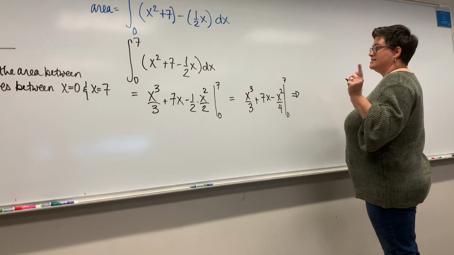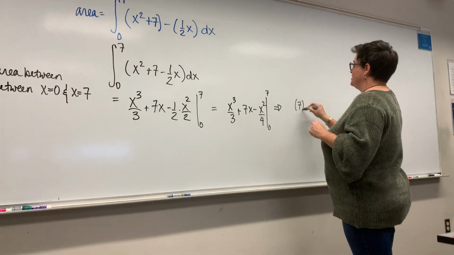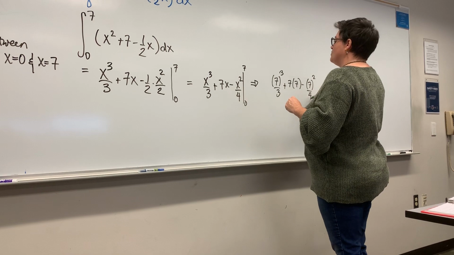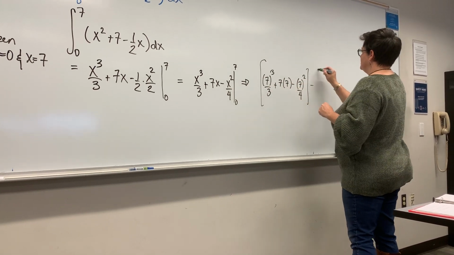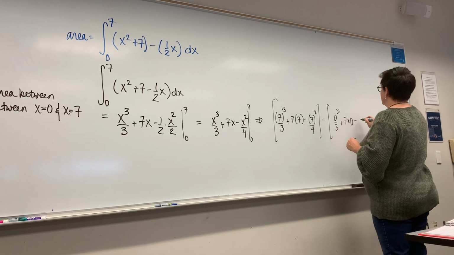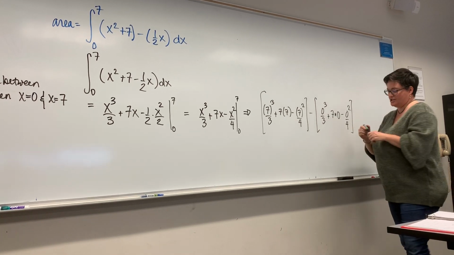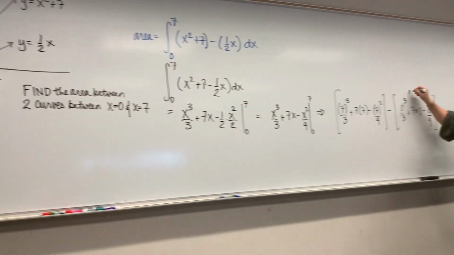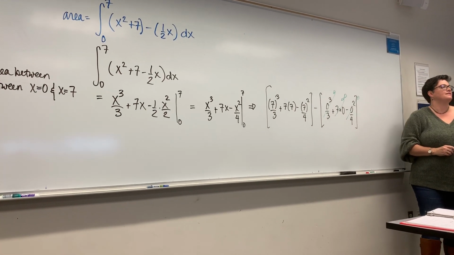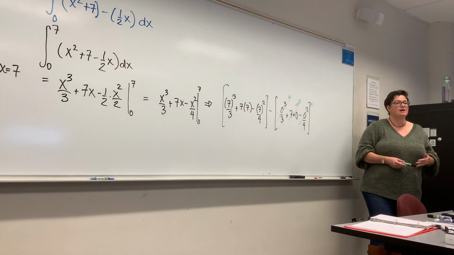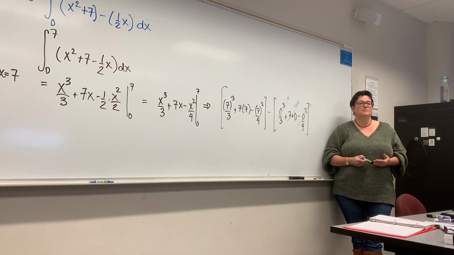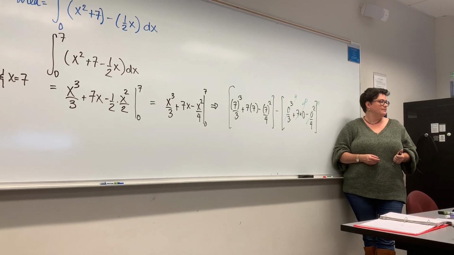So what do I do next? Plug what in? 7, and then the 0. So we have 7 cubed over 3 plus 7 times 7 minus 7 squared over 4. That's f of b, minus 0 cubed over 3 plus 7 times 0 minus 0 squared over 4. I'm just putting this in to show that I know that all of these terms go to 0. You can never assume that just because you're plugging a 0 in, the function goes to 0. You have to try it out, just like using 0 to find k, you can't assume that k is 0. You still have to plug it in and do the math, because it won't always be that way.